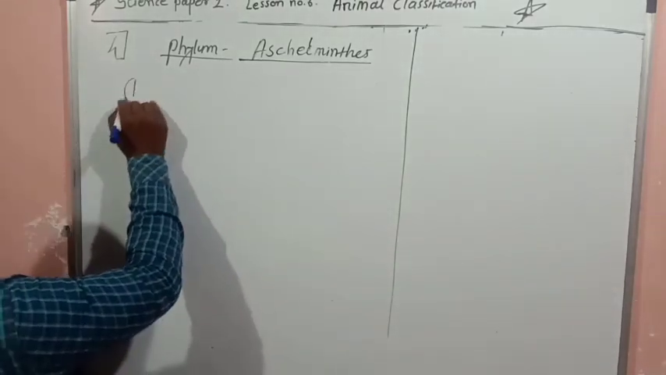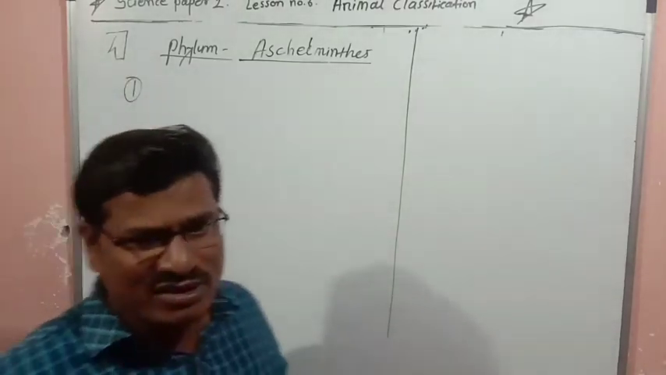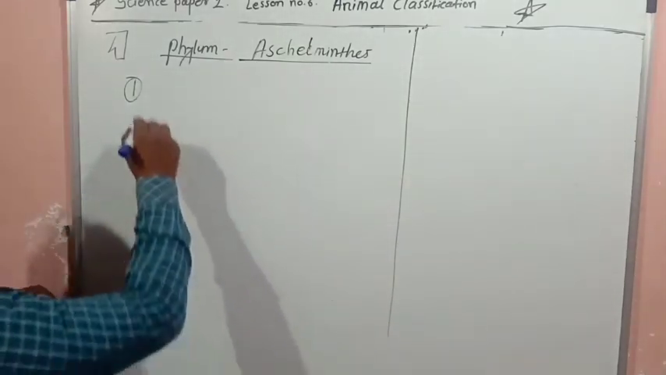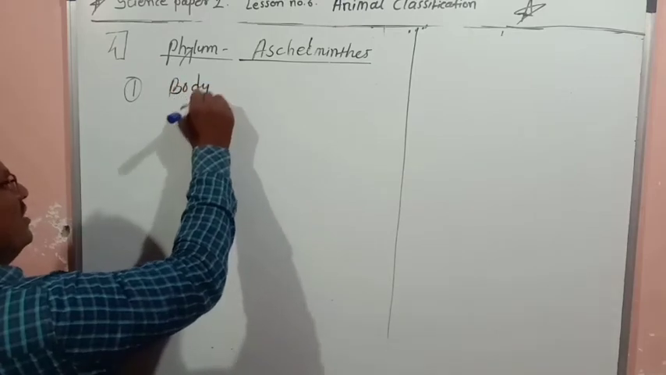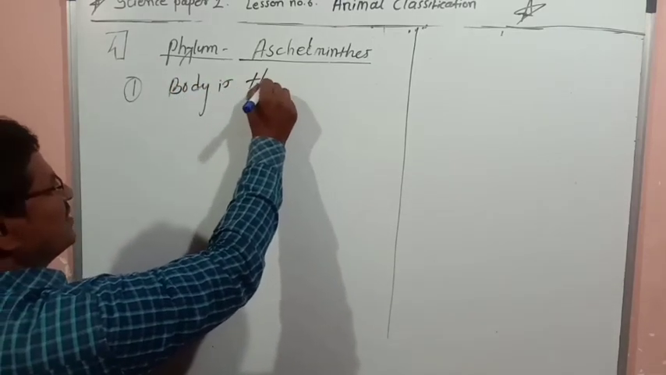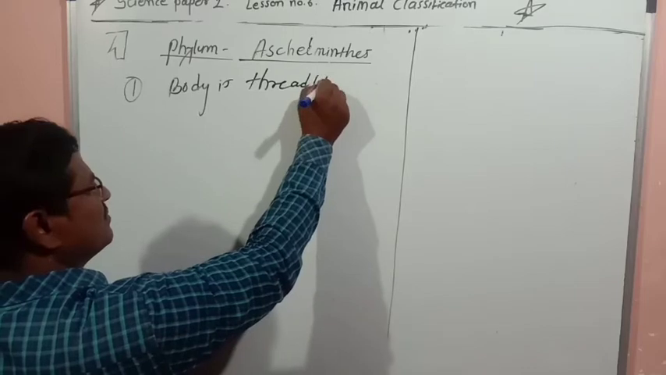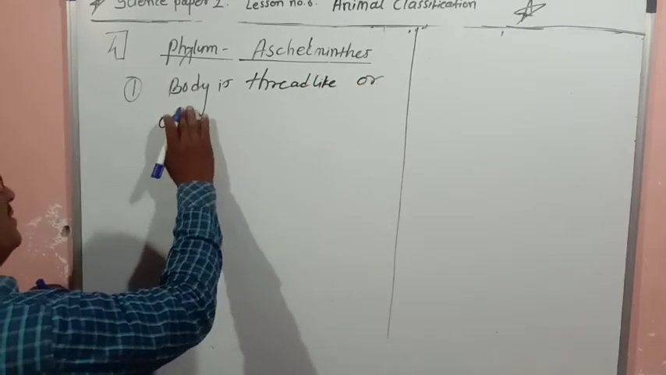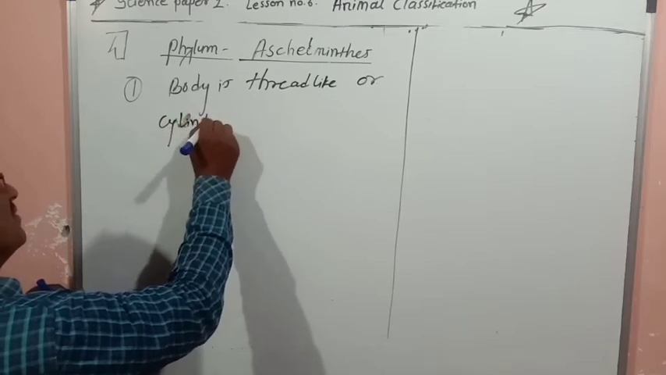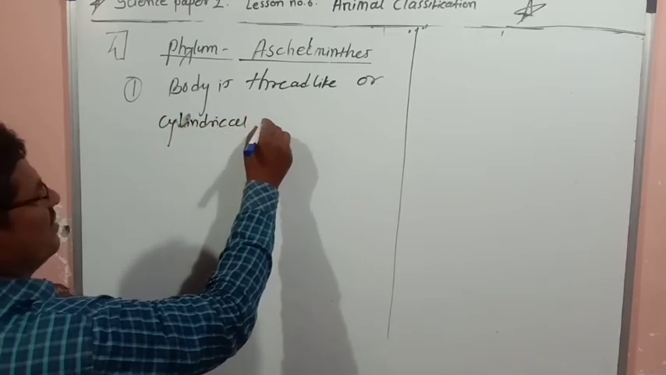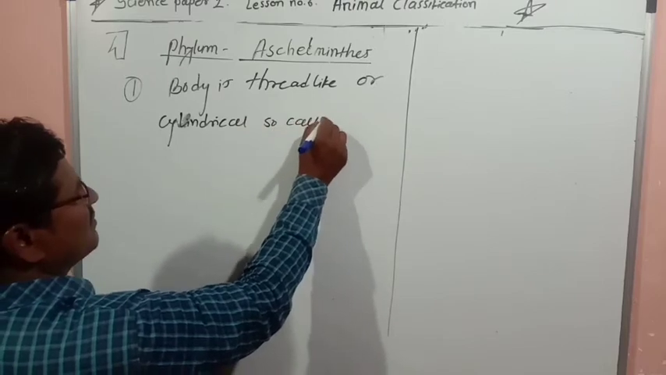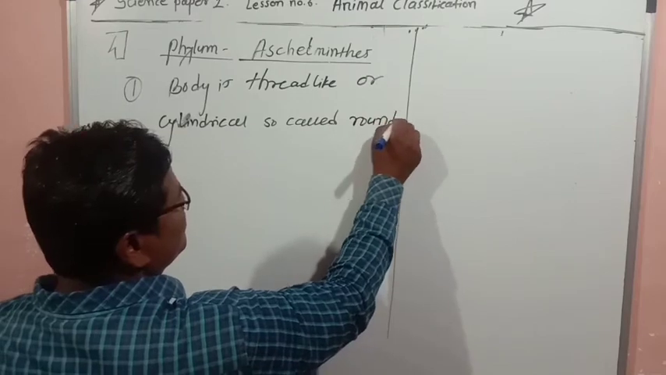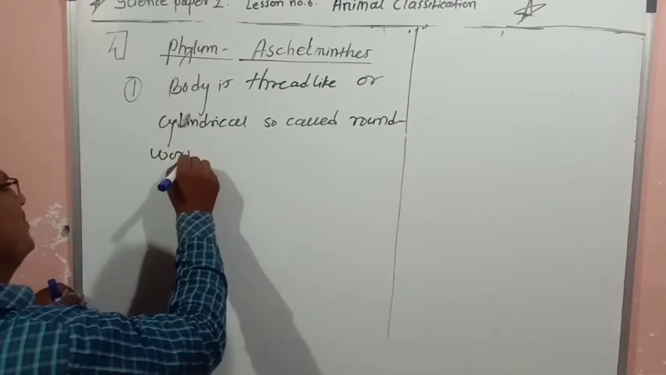Now the points again. First point, the body of this animal is thread-like or cylindrical. Body is thread-like or cylindrical. So these are called the roundworms.